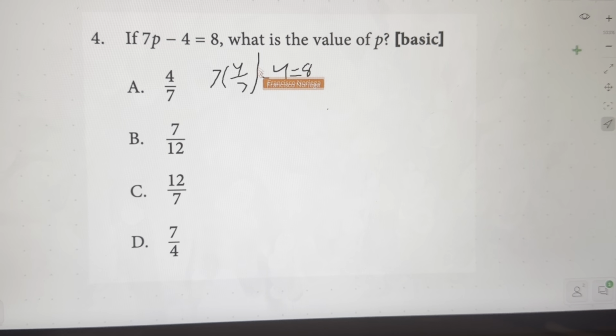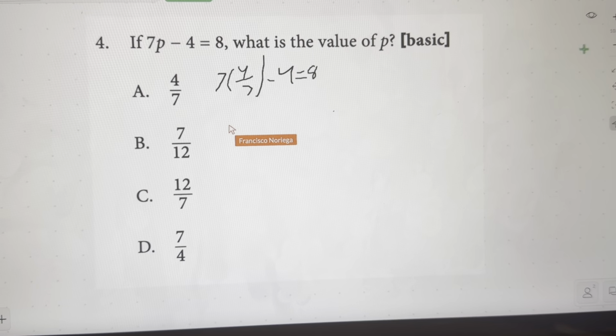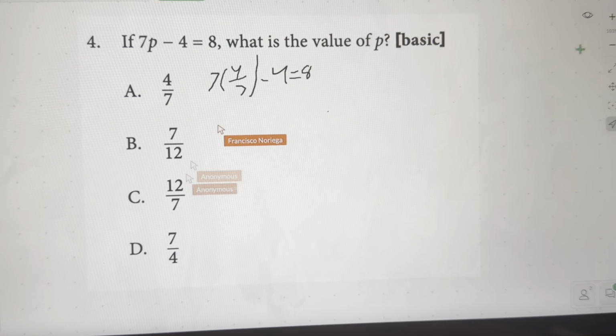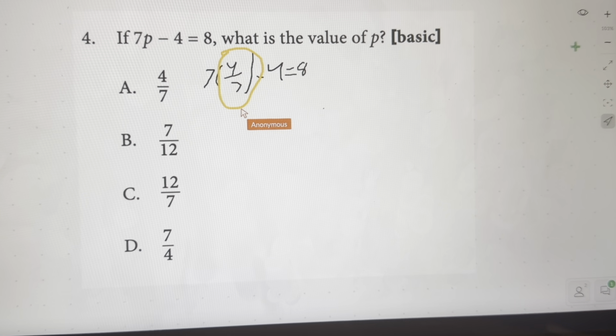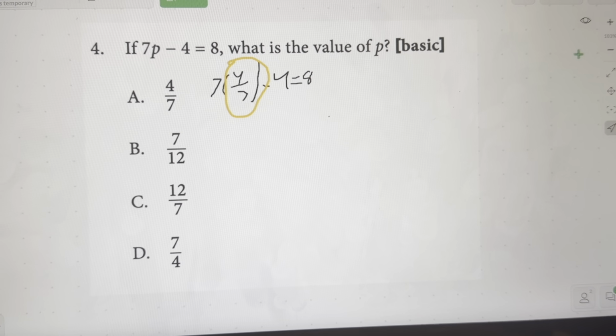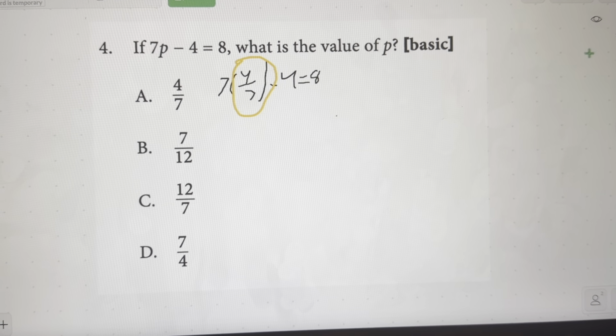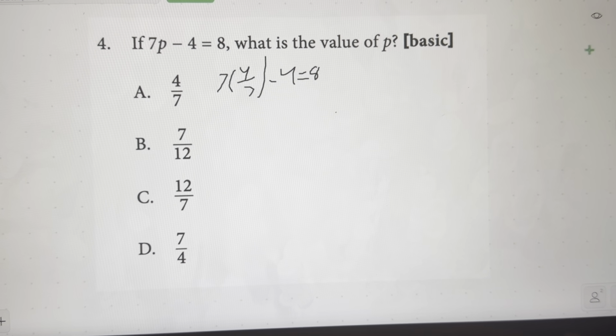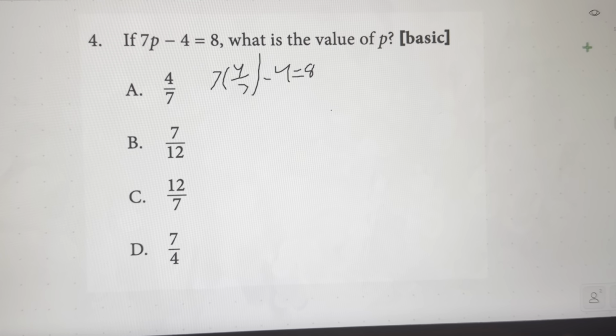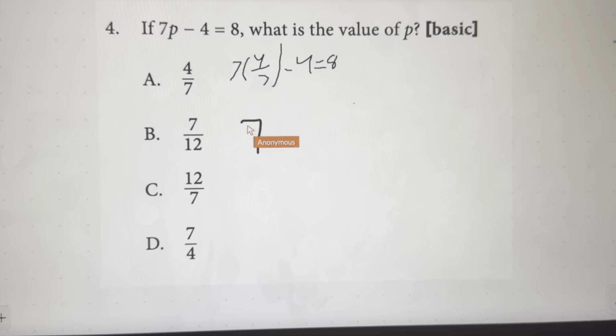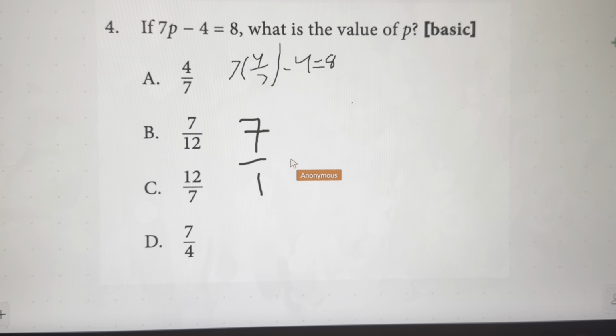Looking good. Okay, now I'm gonna stop you real quick. Hold on just a minute. I want to make this really clear to anybody watching the recording today. So this is 7 times 4 over 7 right here. And when we're multiplying fractions, some students like to, and I think it's not a bad idea, turn that 7 into 7 over 1 times 4 over 7.